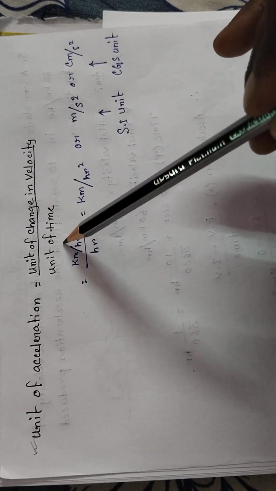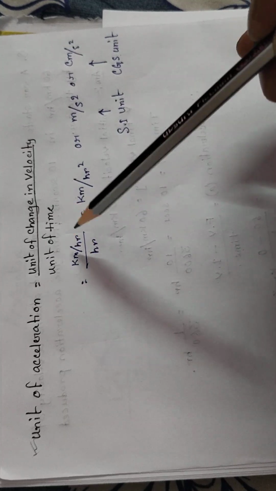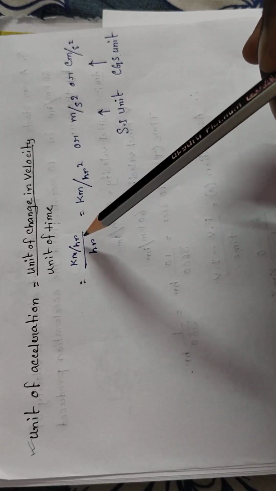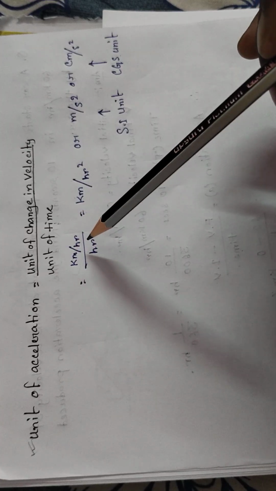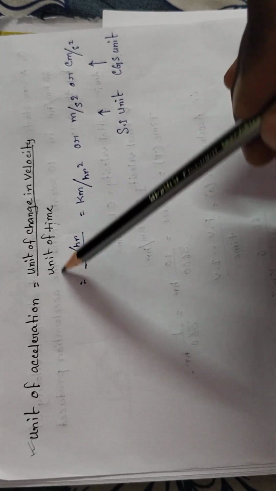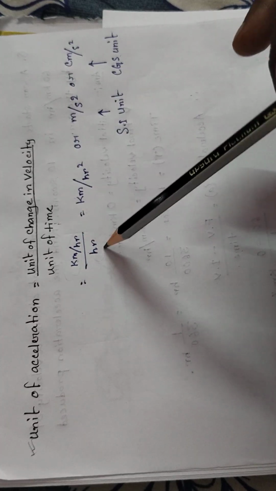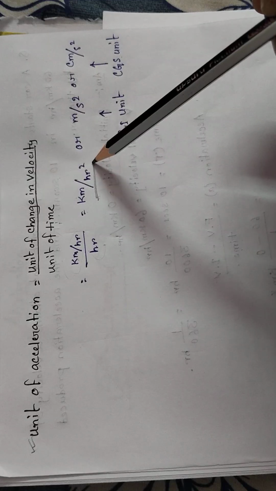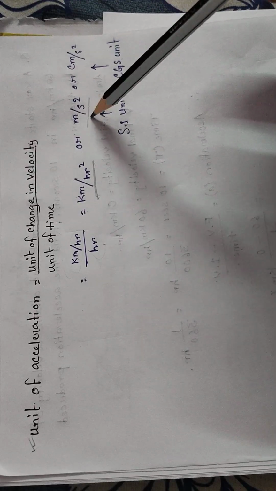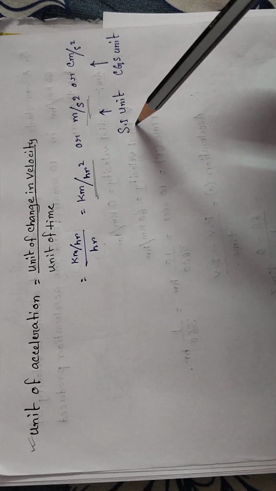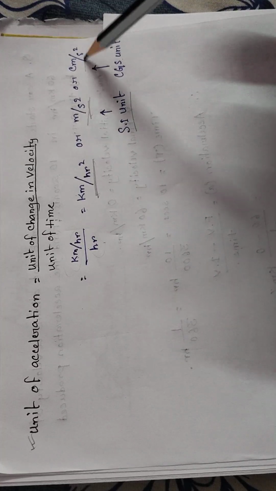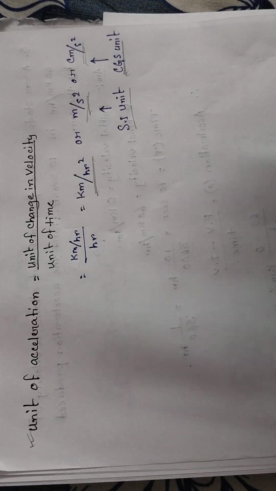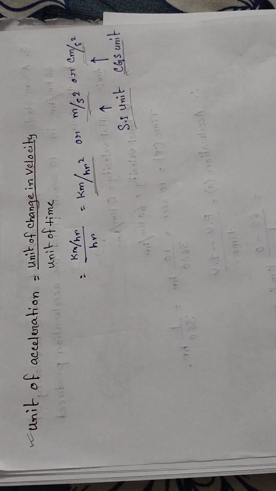Now change in velocity, the unit is kilometer per hour, simply the unit of velocity, and we know that the unit of velocity is kilometer per hour or meter per second or centimeter per second. So here I have used kilometer per hour and the unit of time is hour. So kilometer per hour square, this is the unit of acceleration. The same way, meter per second square will be the acceleration, and that will be the SI unit of acceleration, and centimeter per second square is the CGS unit of acceleration. So this is the unit of acceleration.